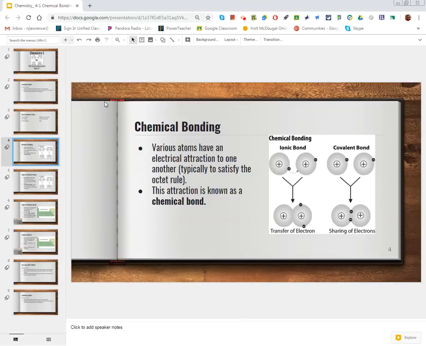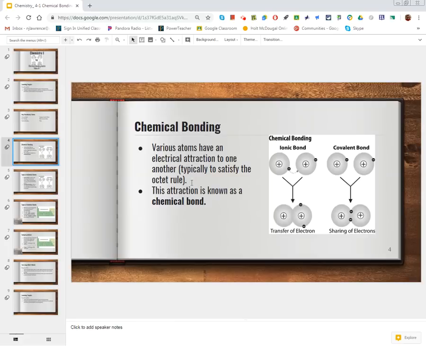As we get started, chemical bonding is the concept of atoms coming together. In a sense, there's an electrical attraction between atoms that allows them to bond to form a more stable compound. This electrical attraction is called a chemical bond. We've already learned about the octet rule, but just to remind you, the octet rule says that all atoms want 8 electrons in their outer shell, or want 8 valence electrons.